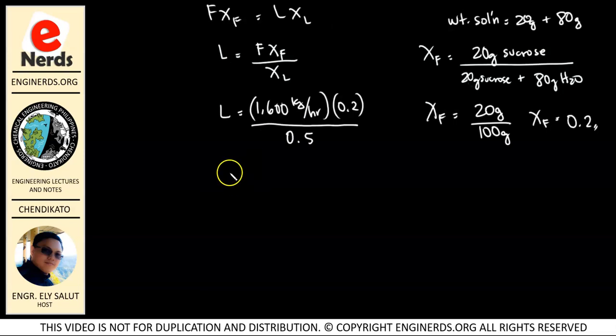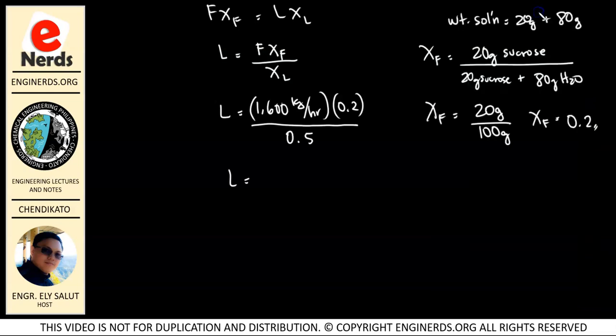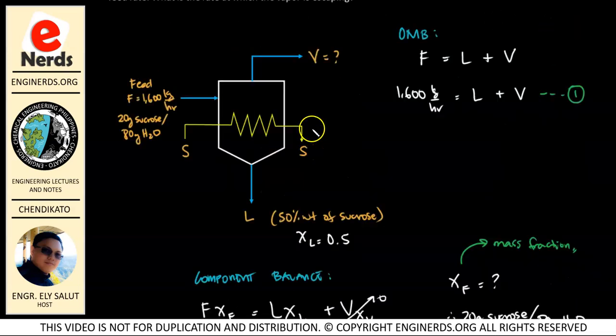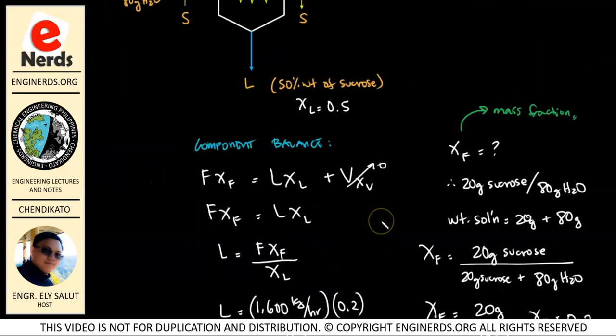So therefore, our L is equal to, let us use our calculator. We have 1,600 times 0.2 divided by 0.5. So we have 640 kilogram per hour in our liquor. Okay, pero hindi yan ang ating required. Our required is to find itong value ng V. So we will be using our equation number 1. So we have 1,600 is equal to L plus V.